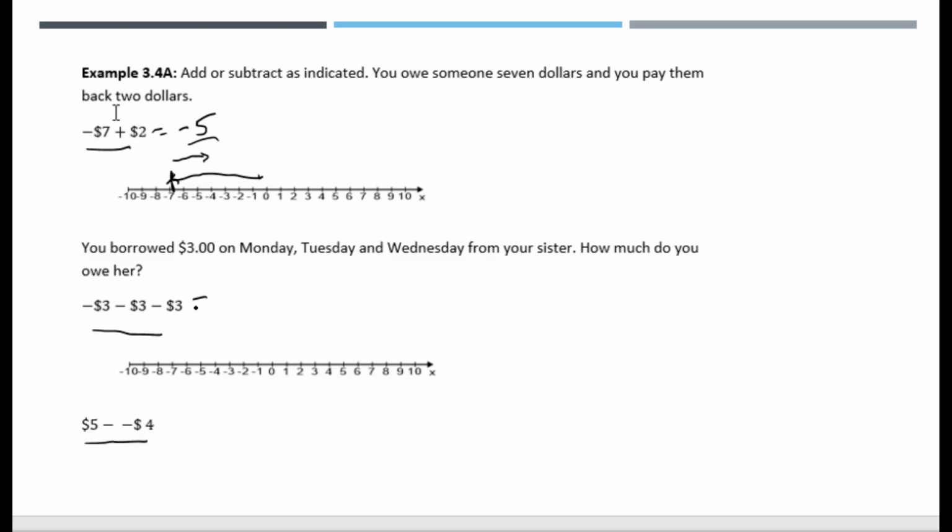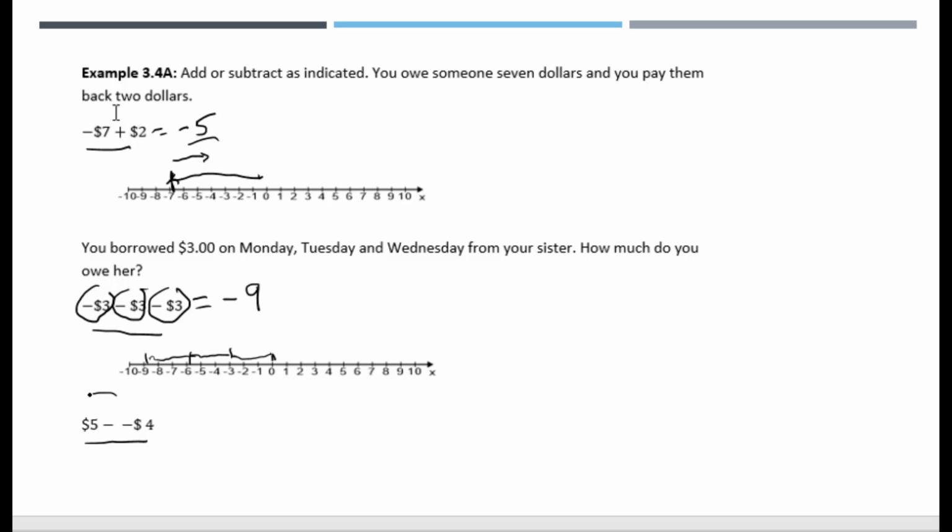Well, look, you got 3 numbers. A negative 3, another negative 3, and another negative 3. And in life, you have to add up your losses. So the answer is going to be you owe her $9, which is a negative 9. Now let's use the number line to do it. So I go negative 3, negative 3 more, negative 6, negative 3 more, negative 9.